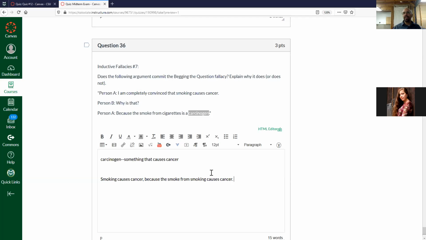I think in this case, we just avoid begging the question, though it is close. And it's because of this talk of the smoke. The smoke is in the premise, so why believe that smoking causes cancer? Because the smoke produced by smoking causes cancer. The act of smoking itself causes cancer because the smoke produced by that act causes cancer. The premise and conclusion seem to be just different enough.